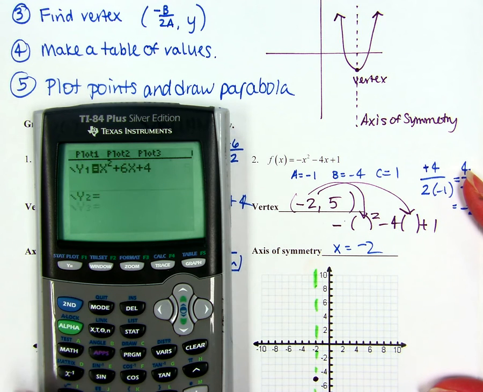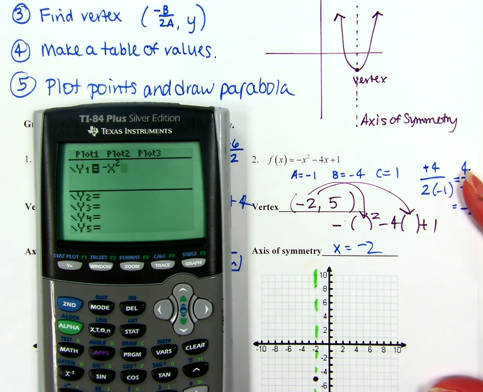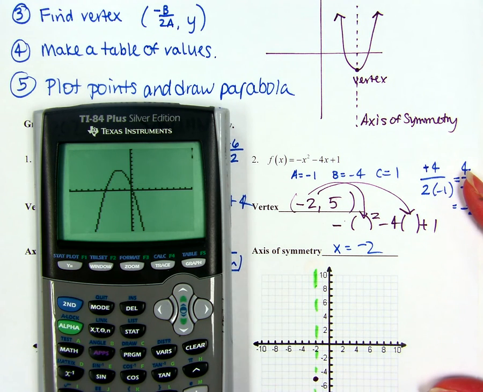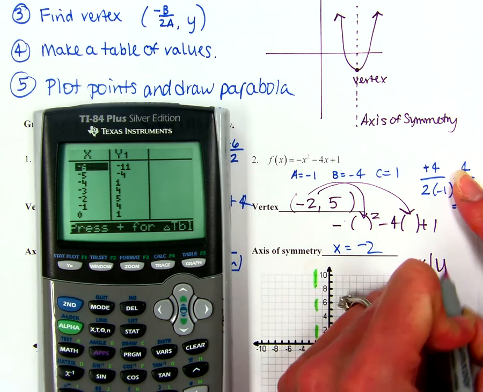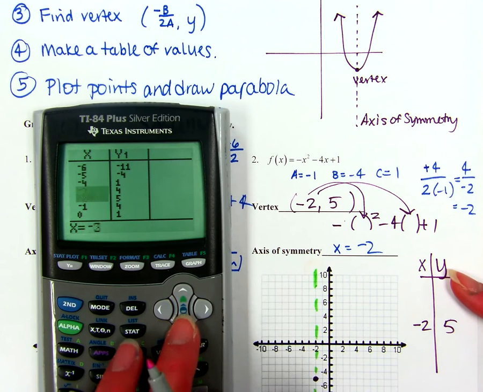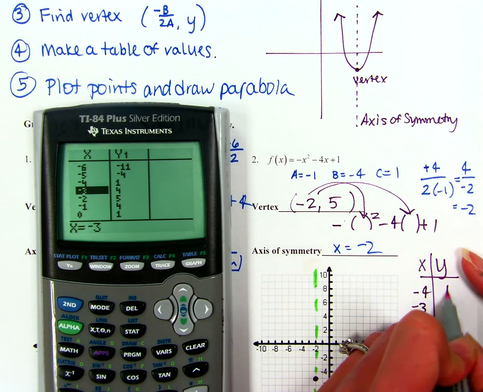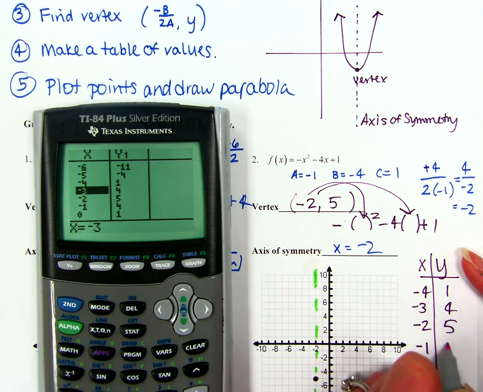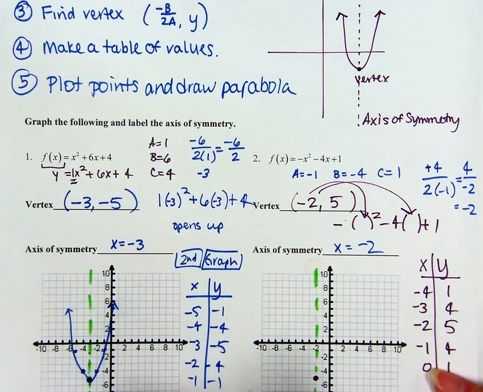Alright, and then I'm going to go to y equals and graph my equation, which was negative x squared minus 4x plus 1. I'm going to hit graph so I see what the picture looks like. And then I'm going to hit second graph to get a table of values. So now my vertex, negative 2, 5, needs to be in there, which it is. And then I need to pick a couple of points above and a couple of points below. And then when I'm done with that, I'm going to plot the points and then connect the dots to make my parabola.